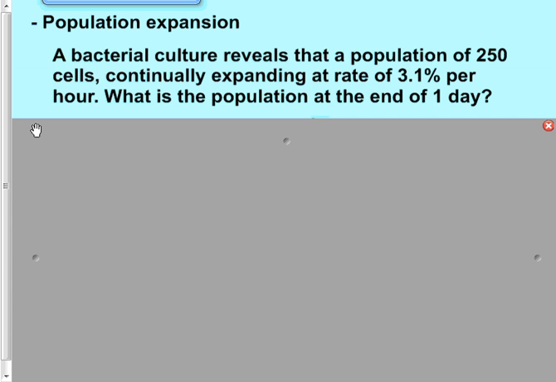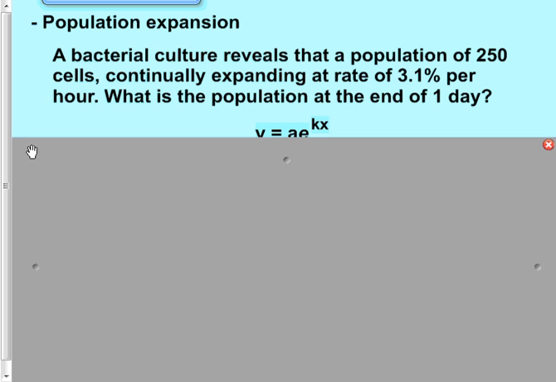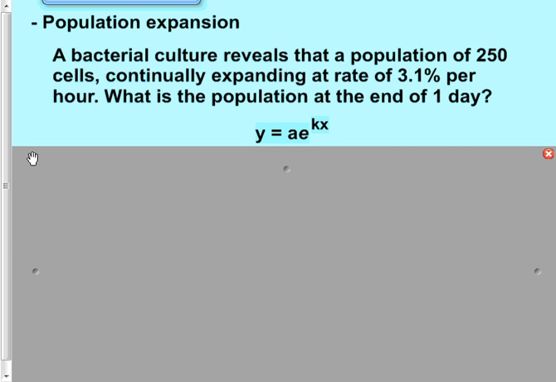So let's see if we can put this into the formula. Again, this is a continual growth, so we're using this new formula, y equals a times e to the kx. Well, a represents our initial population. That is the 250 cells that the problem refers to. e is Euler's constant, that 2.71828 irrational number. We will simply access that on our calculator.